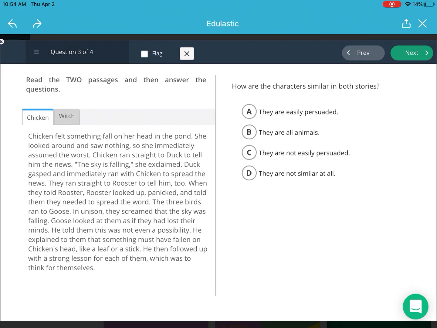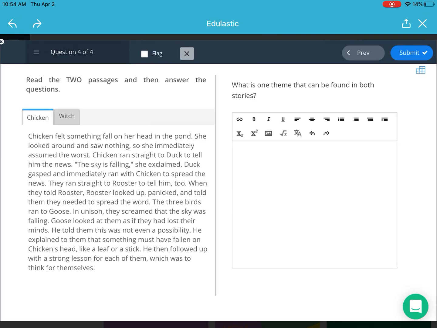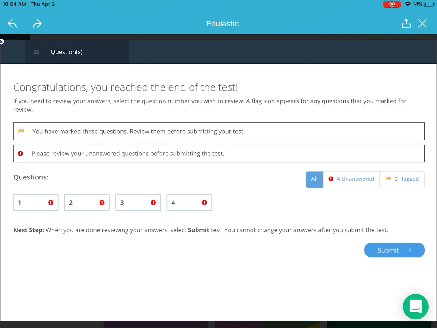How are the characters similar in both stories? Remember when we're comparing and contrasting, comparing is how they're similar. So how are the characters similar? And then the last question says, what is one theme that can be found in both stories? So what's one lesson that the author wants us to learn from both stories? Go ahead and type that in a complete sentence or 2. And then when you are finished, you can go ahead and submit it.